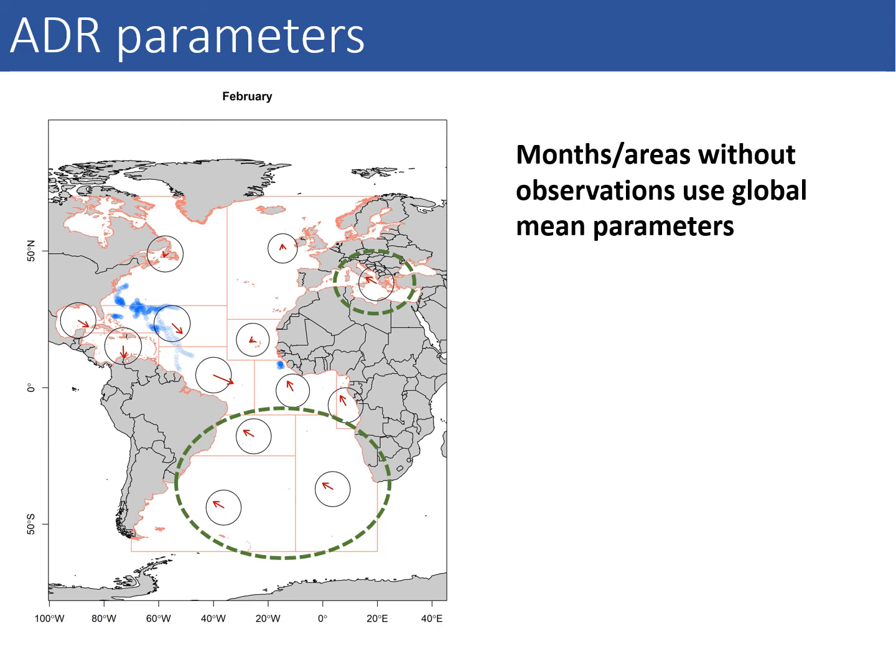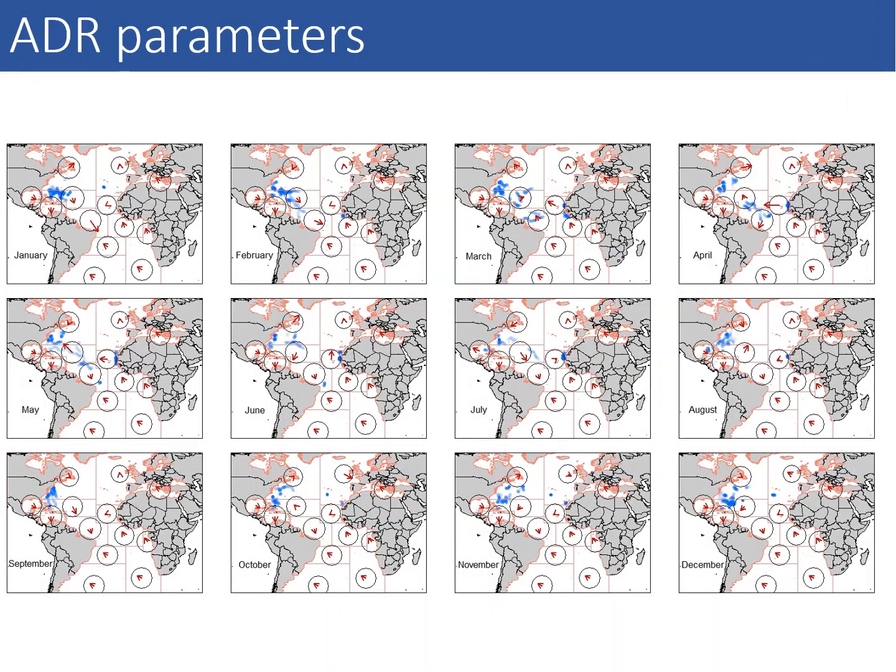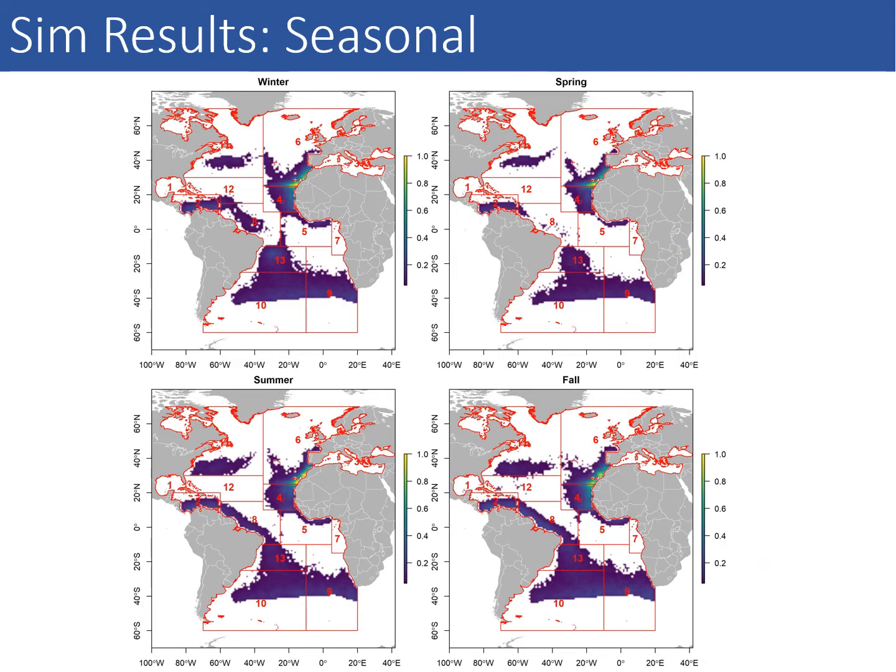What you see here, the arrows represent the advection part of the movement, and the circles are proportional to the diffusivity in these times and areas. This is what it looks like month by month, just so you can see some of the differences. The blue dots are, again, the estimated tracks for each month. And the simulations themselves look like this.